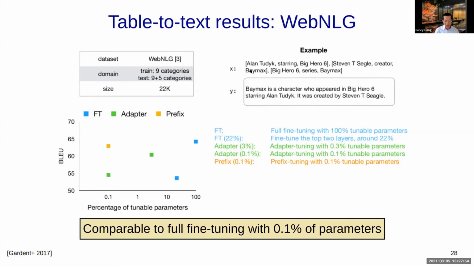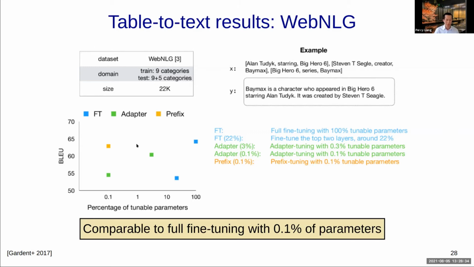On WebNLG, the task is, given a structured set of entries about some entities, generate sentences describing them. If you fine tune the top 2 layers now, the accuracy drops quite a bit. Adaptive tuning recuperates, but notice that even at 3%, I think this is a typo, that should be 3%, this is still lagging behind full fine tuning. Whereas prefix tuning is a little bit worse, but more comparable to fine tuning on this data set at 0.1% of the parameters. Which is pretty good.